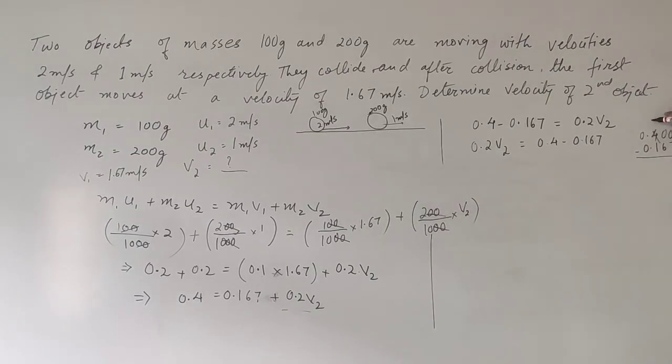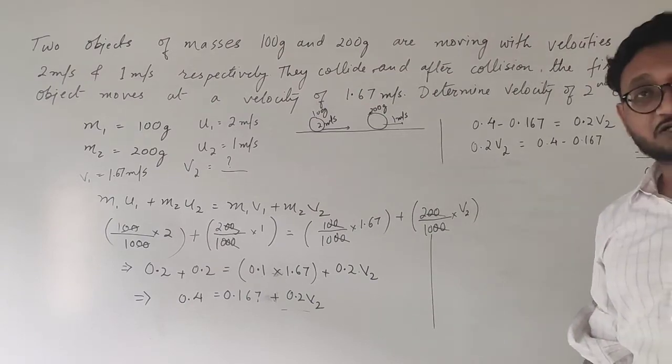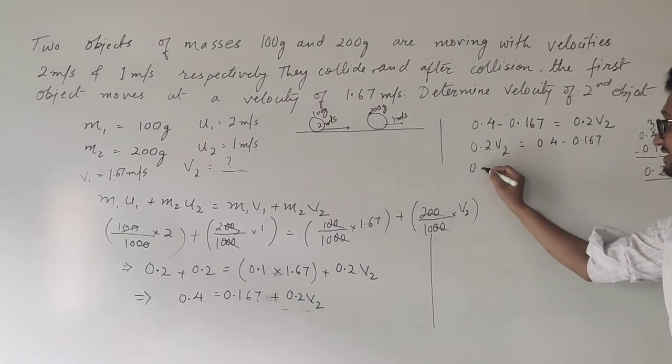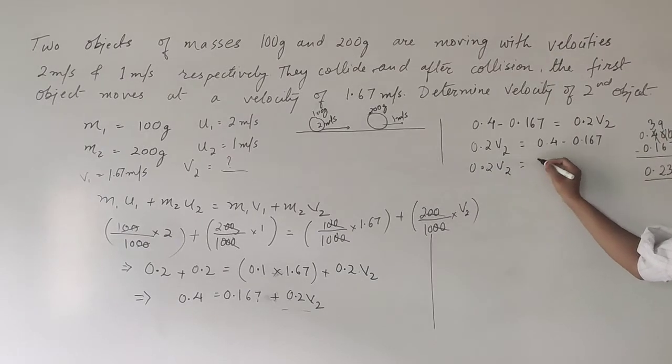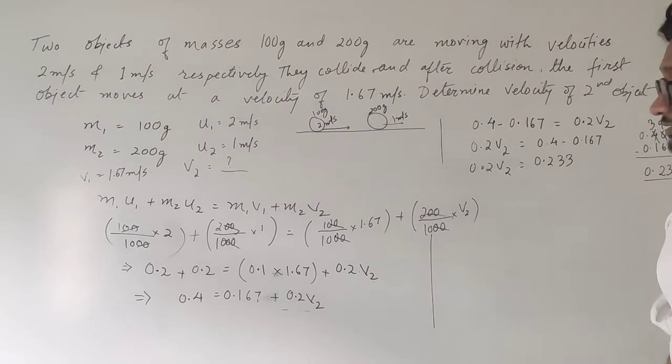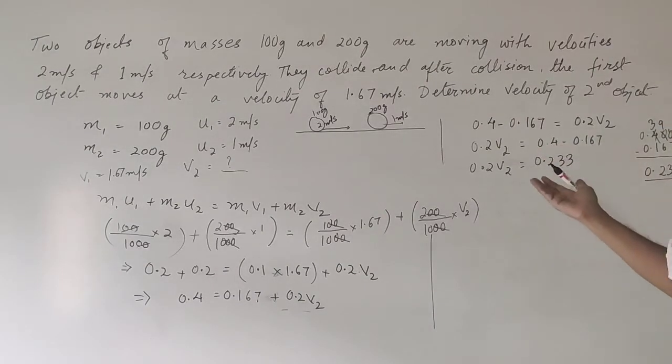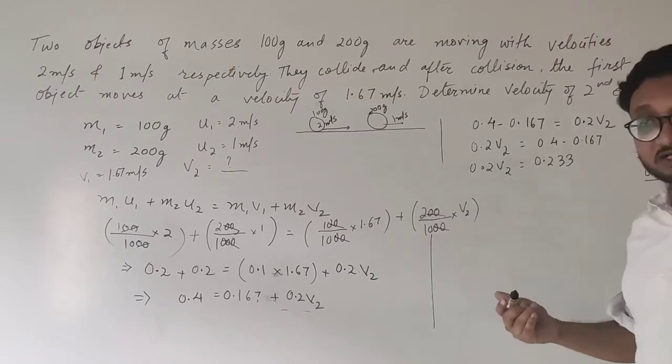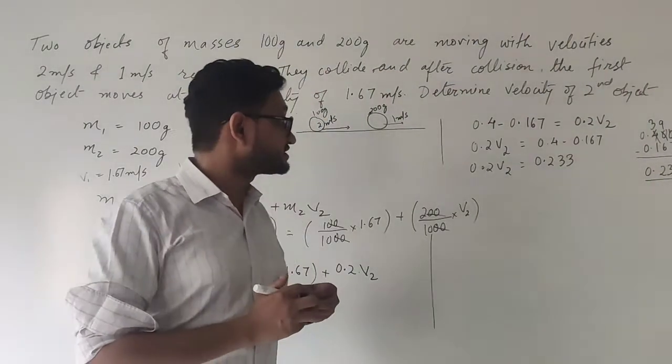Now this becomes simple subtraction. 10 minus 7 is 3, 9 minus 6 is 3, and 3 minus 1 is 2. So what you get is 0.233. So I can finally write 0.2 v2 is equal to 0.233. This is simple subtraction, students. No need to get confused. On the right hand side of the decimal I can add zeros and then do the basic subtraction process.